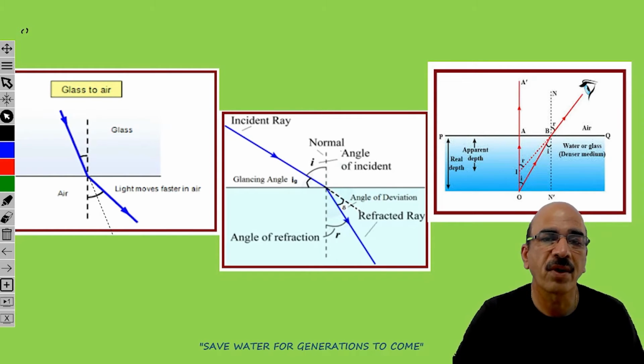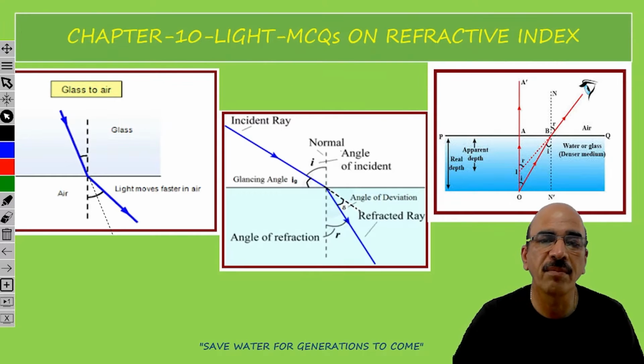So, if you try to recall what we discussed last time, yes, Parnay is saying, sir, we discussed numericals based on absolute refractive index and relative refractive index. So what we are going to do today? Till now we have not discussed multiple choice questions based on refractive index. So today we are going to discuss multiple choice questions on refractive index.